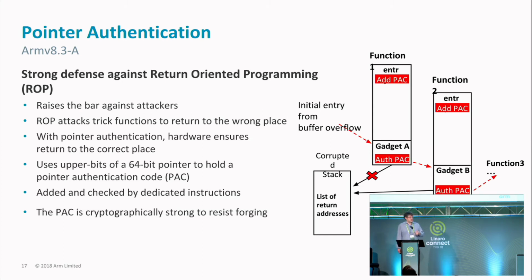Pointer authentication enables you, when you enter a function, to sign your link register by adding a pointer authentication part. When you return from that function, you authenticate the address you're returning to, and if the authentication fails, you get an exception. That prevents someone jumping halfway into your function and using the wrong return address, and therefore reduces the return-oriented programming surface.